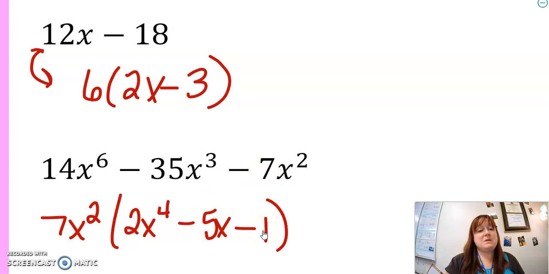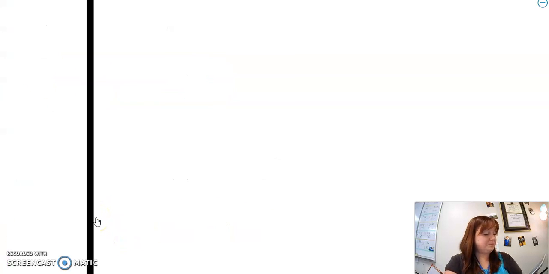And I know that it's right because I can go back and forth. If I go from here to here, then I can go from here and go back and see if it still works. So I can take 7x squared, multiply it by 2x to the 4th, and sure enough, I do get 14x to the 6th. So I should be able to transfer back and forth between the two. If you can't do that, it's not factored properly. If you can't multiply this out and get this, or factor this and get that, you're not factoring properly.